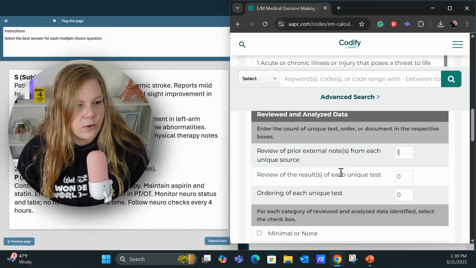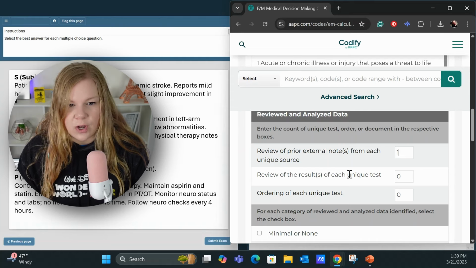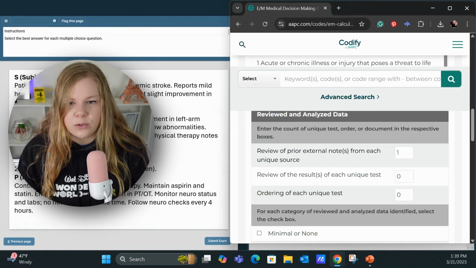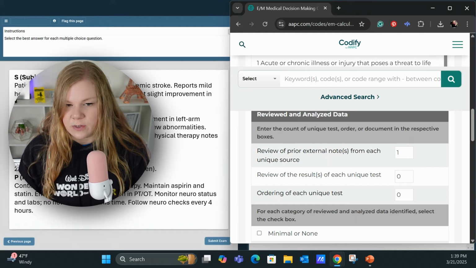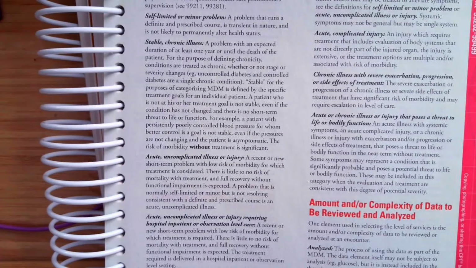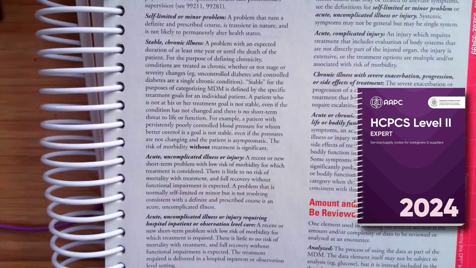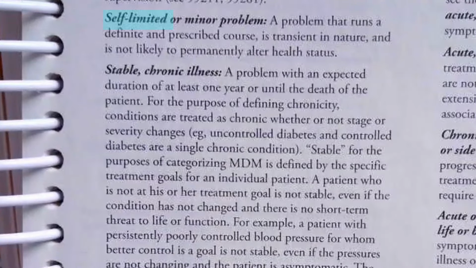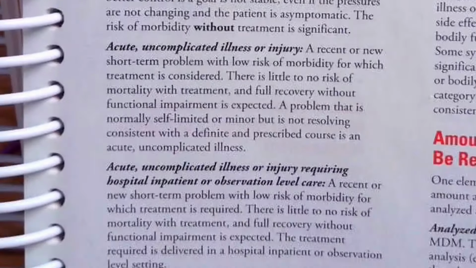But if you're ever looking at some of these definitions and you're not quite sure about things like the complexity of medical problems, also remember that you do have definitions in your book. So whether you have the paper book or the ebook, you can go in here and double check the definitions, like what is a self-limited or minor problem, or what is an acute uncomplicated illness or injury.